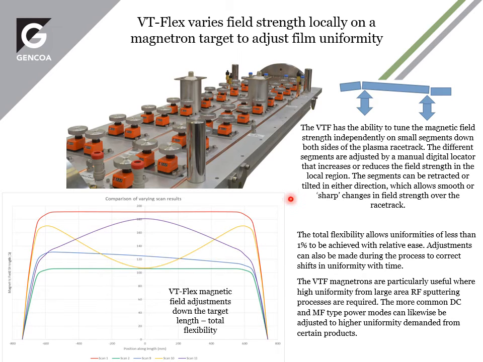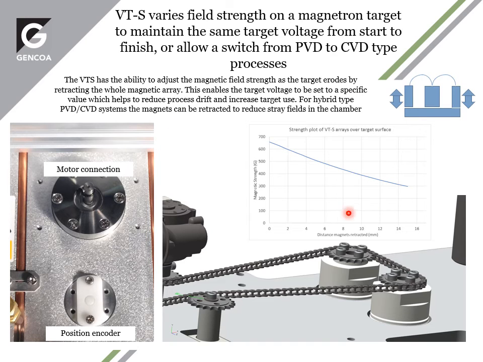So this can be used to tune and get much higher uniformity, and also it can be used to counteract RF plasma problems, large area RF plasma problems that tend to be more non-uniform. We can use a magnetic adjustment to counteract that. The VTS is again a simple retraction and forward and back movement of the magnetic array. So this is used to create field strength variations.